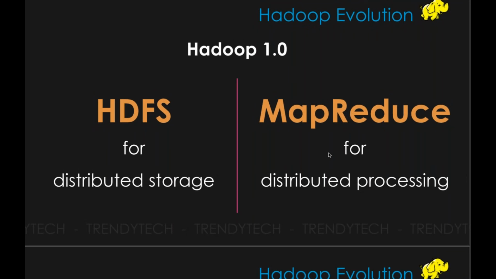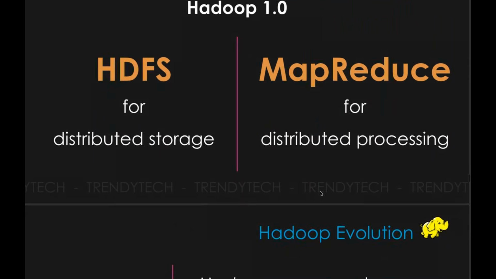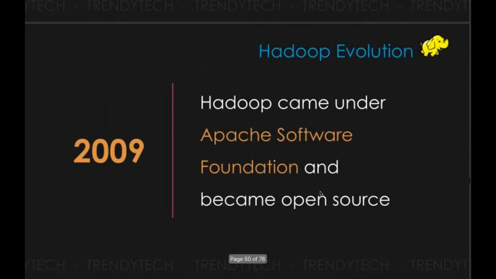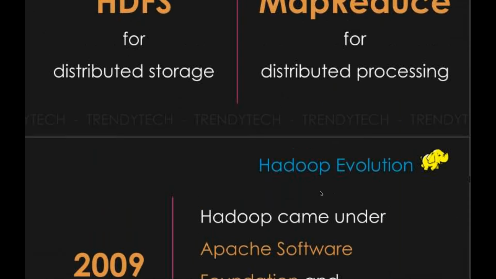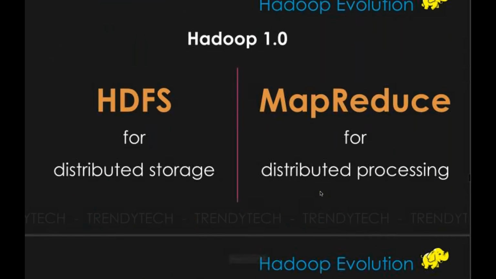So if someone asks you in the very first version of Hadoop, Hadoop 1.0, what are the two core components? The two core components of Hadoop 1 are HDFS and MapReduce. HDFS is for distributed storage and MapReduce is for distributed processing. So I hope you are very clear with this now. You understood that we get HDFS and MapReduce, and these two form the core components.